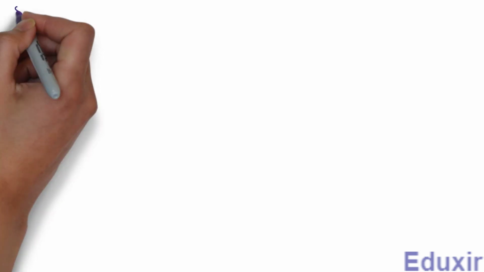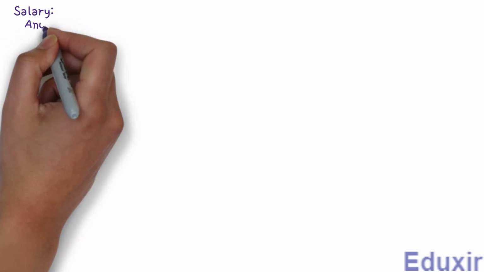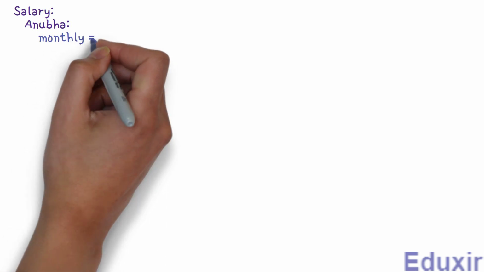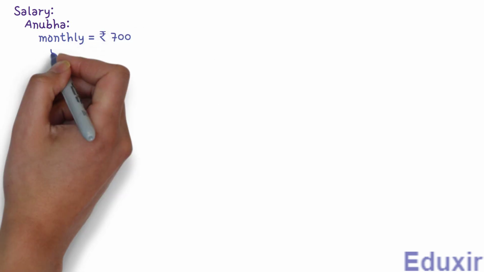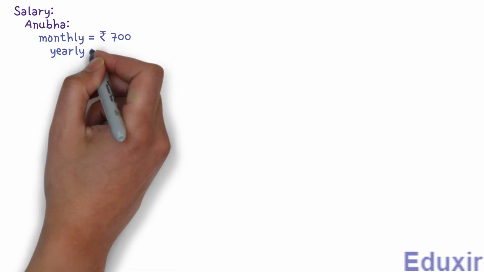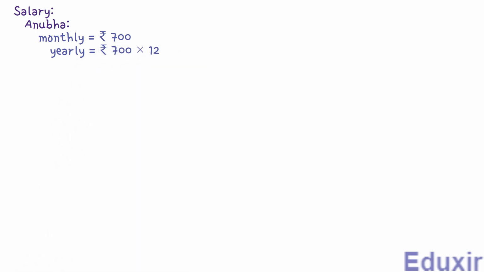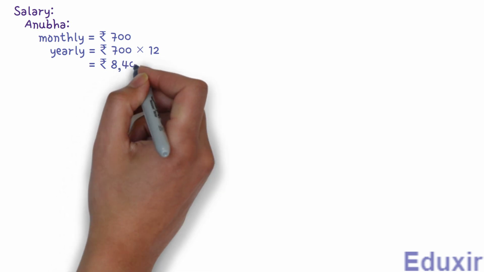Let's first write the header salary to indicate that the upcoming calculation is related to the salary. Let's first write the subheader Anubha to indicate that the upcoming calculation is for the partner Anubha. Now it is given that the monthly salary of partner Anubha is 700 rupees. So the yearly salary would be equal to the monthly salary of 700 rupees multiplied by 12. This is equal to 8,400 rupees.